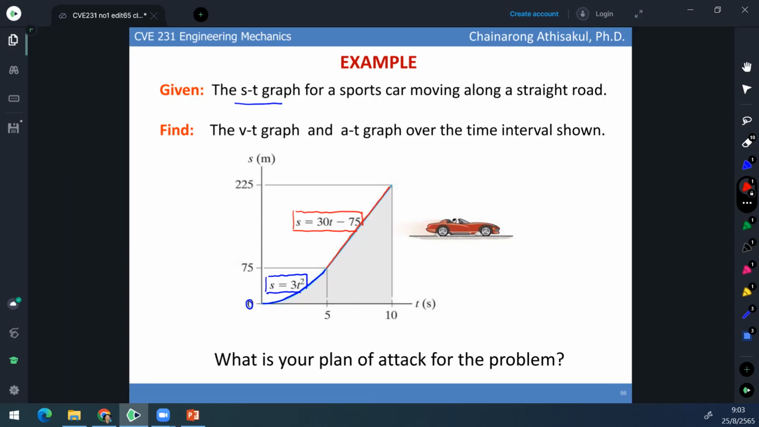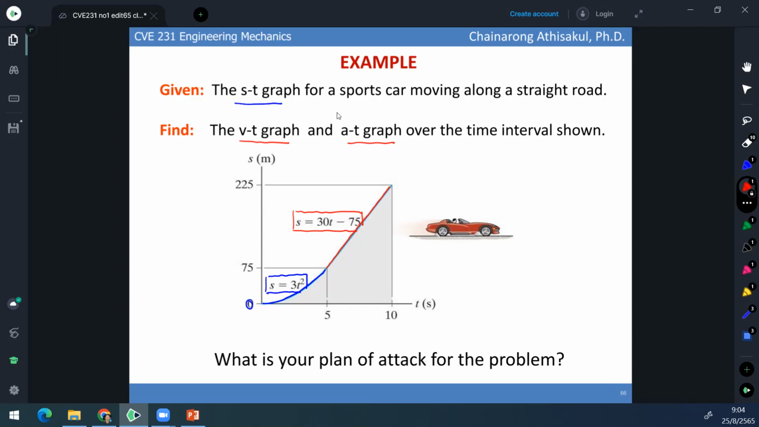Because it is erratic motion, we would like to find the v-t graph and a-t graph in order to explain the motion of the car, specifically in terms of velocity and acceleration for each interval. It is better to plot the graph instead of showing the function.